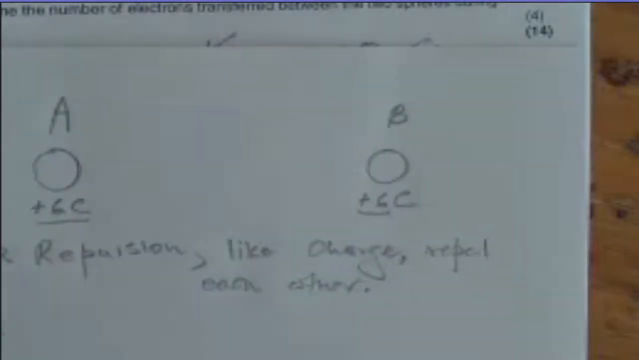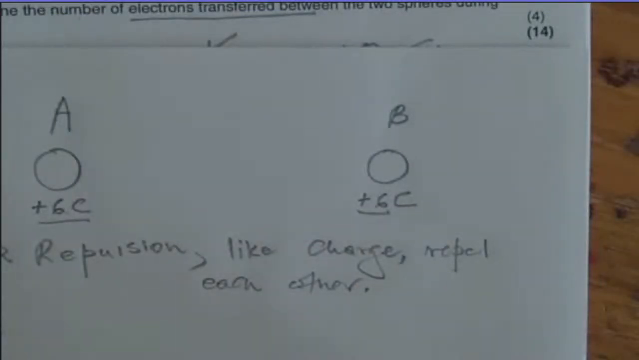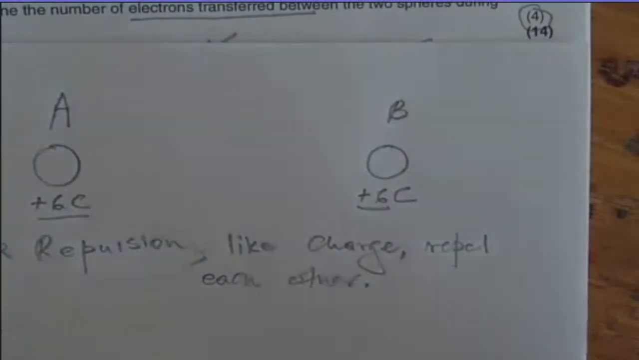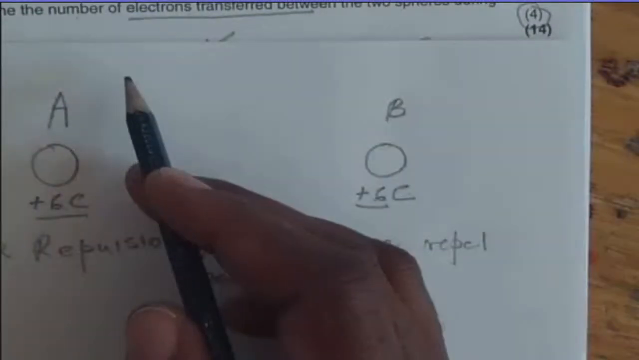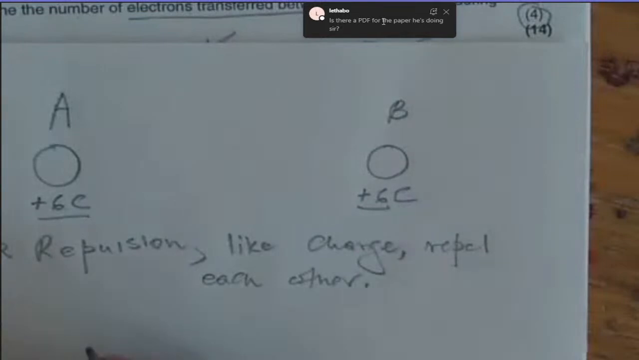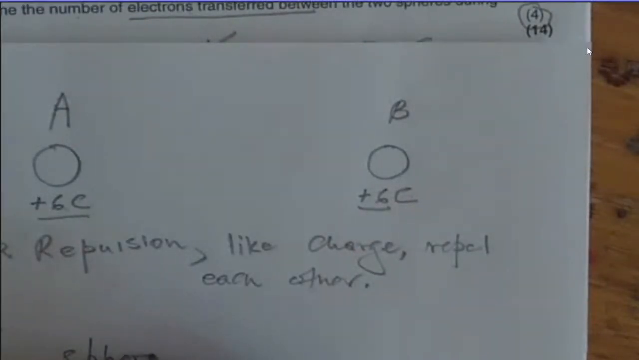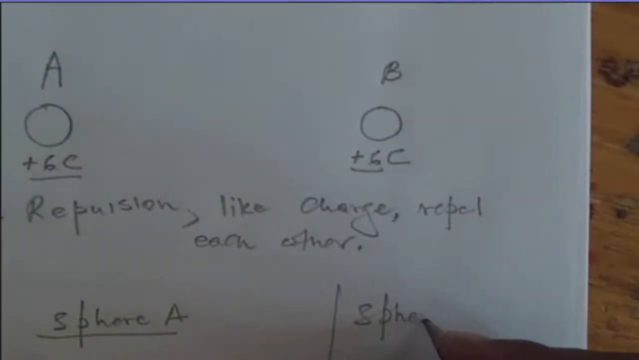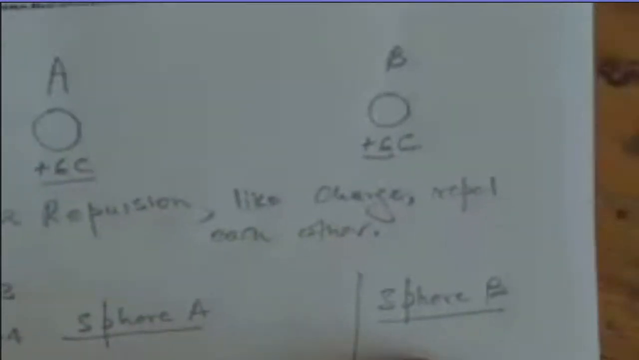Determine the number of electrons transferred. You must calculate the number of electrons transferred between the two spheres during the contact. This one is 4 marks. So if I need to transfer this charge, you transfer from where? I'm going to choose either this one or that one. Let me check sphere A; this side I'll do for sphere B.